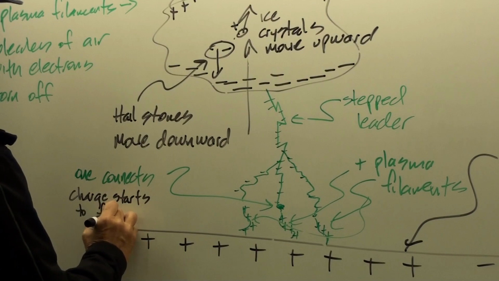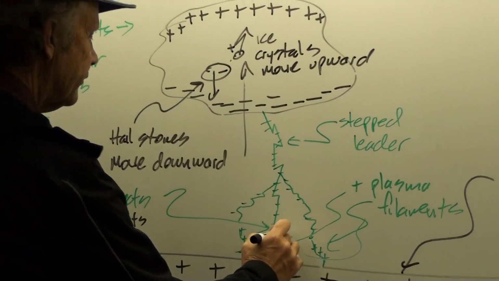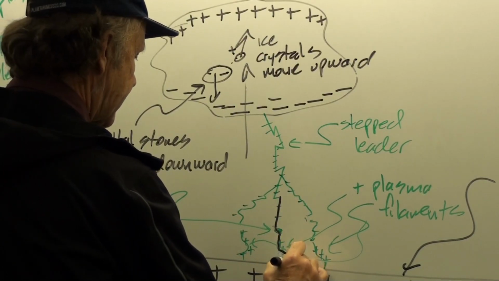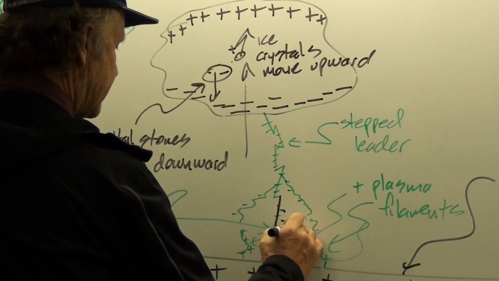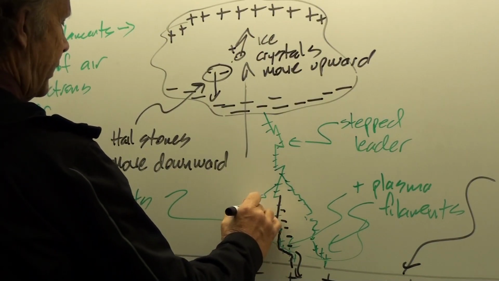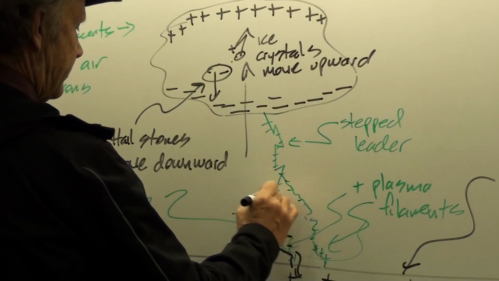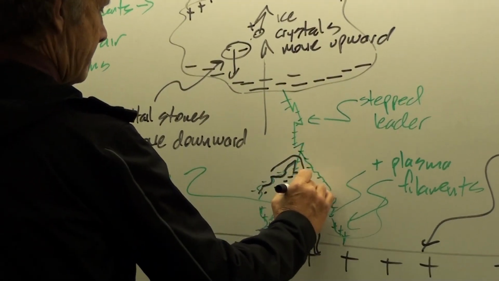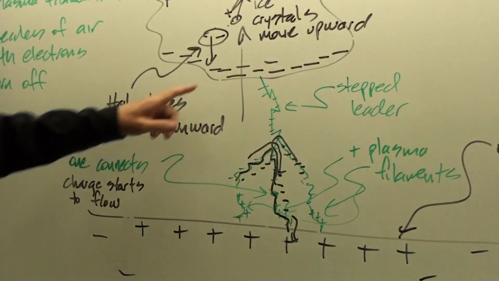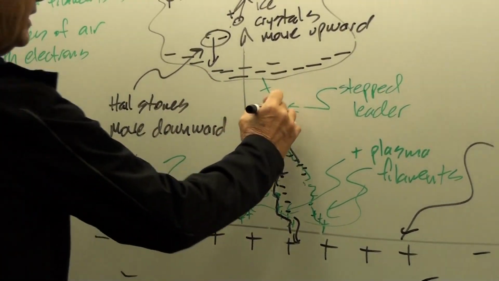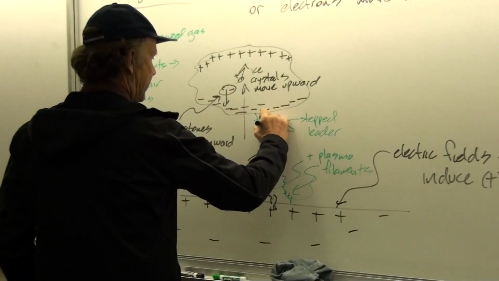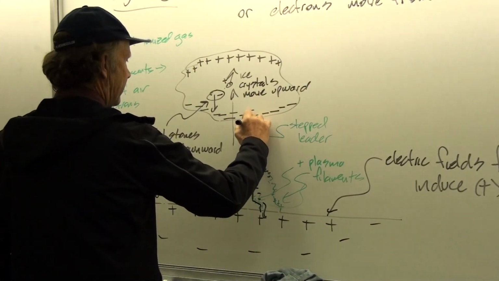And so first it'll flow out through, say, this part of the stepped leader here. And so those negative electrons will flow down to the ground. Then this part will empty out. Then this part will empty out. But it'll follow that path of least resistance. Then this part will empty out, and so on down the line.